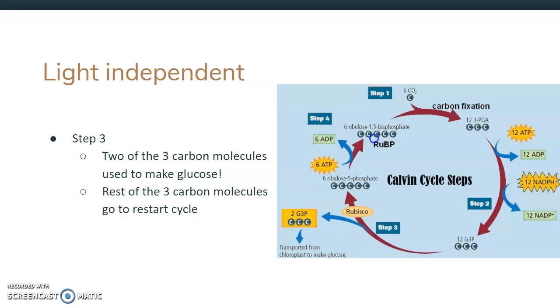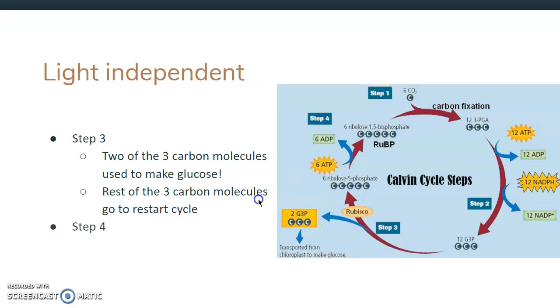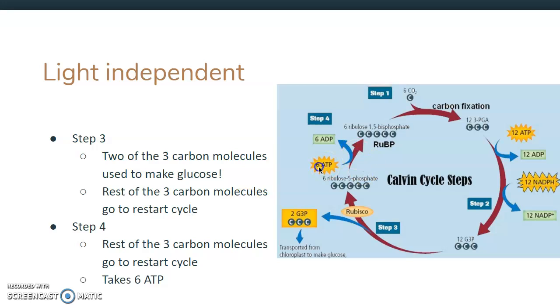But we want to make sure that the next person has enough, but this is the most important part. These 2 G3P will get used for glucose. The rest of it will go to restart our cycle. So this is just some of the molecules getting taken off, and then the next part is we will restart our cycle. It will take 6 ATP because we've got to put some more energy in to get it into the right orientation that we want for our starter molecule.